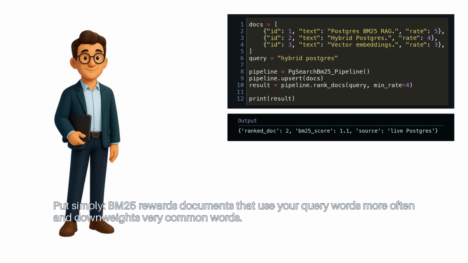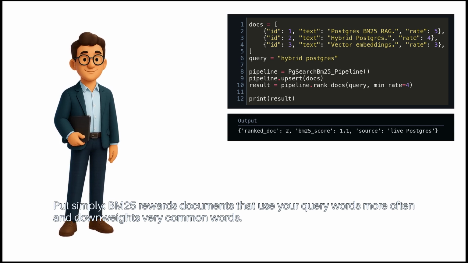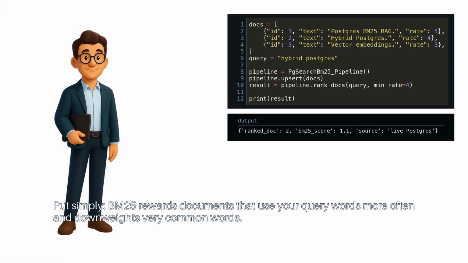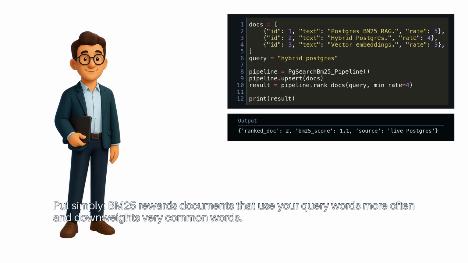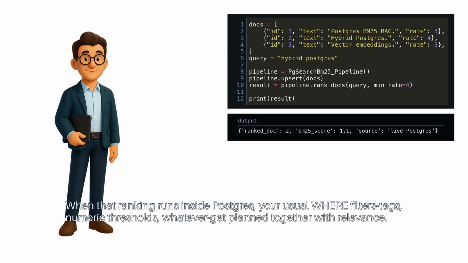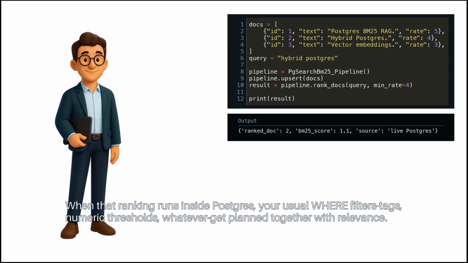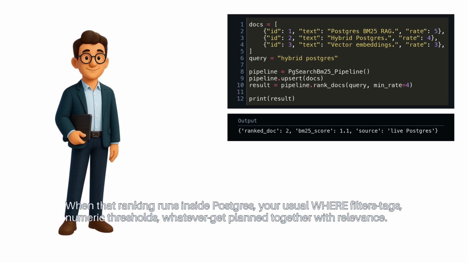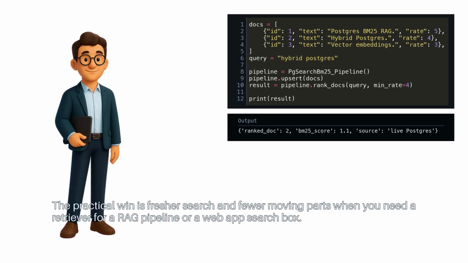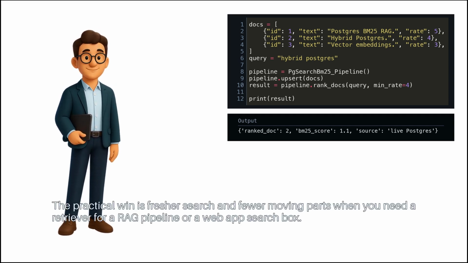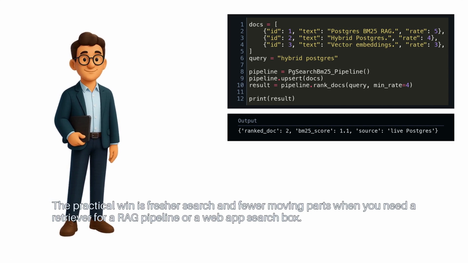Put simply, BM25 rewards documents that use your query words more often and downweights very common words. When that ranking runs inside Postgres, your usual where filters, tags, numeric thresholds, whatever, get planned together with relevance. The practical win is fresher search and fewer moving parts when you need a retriever for a RAG pipeline or a web app search box.